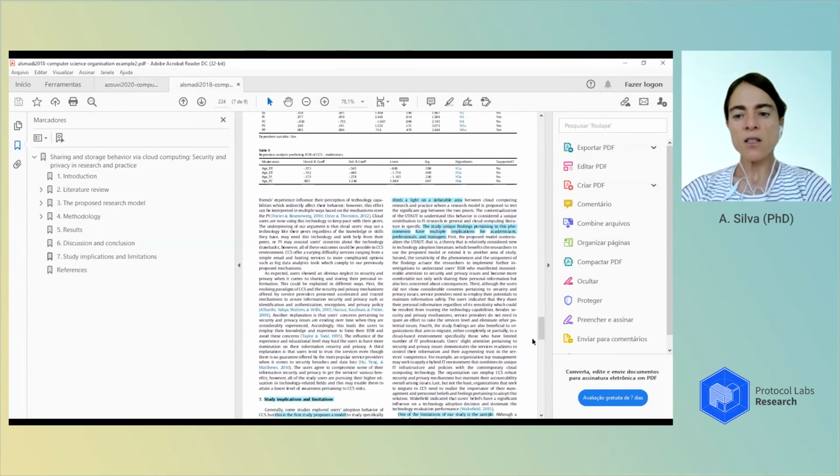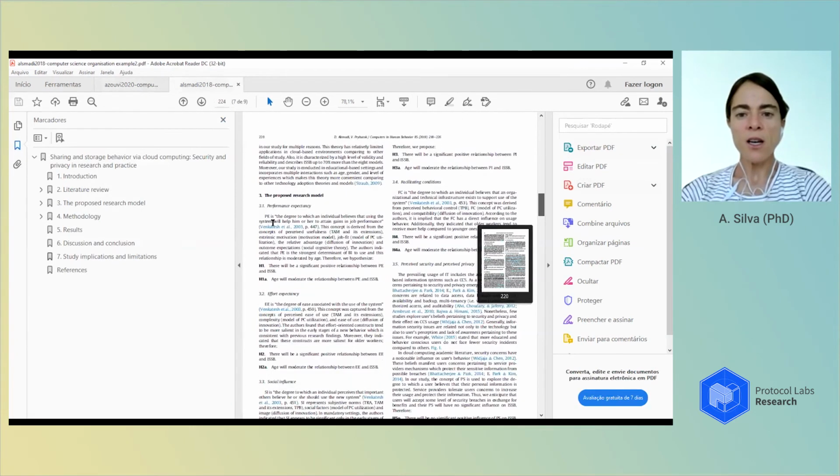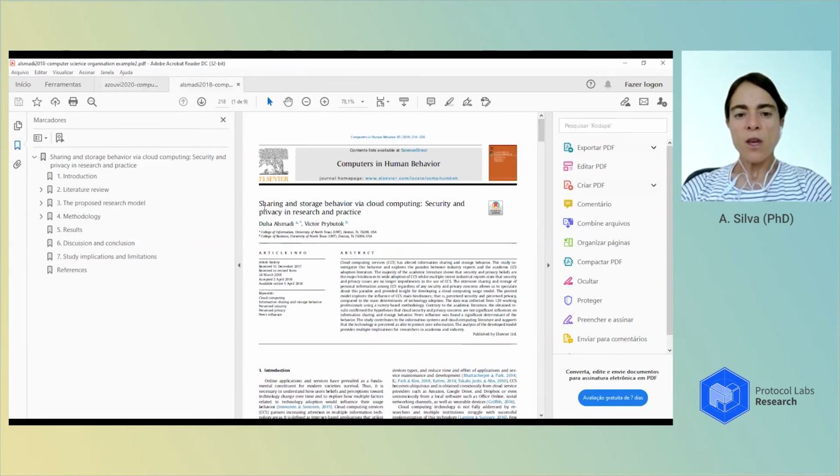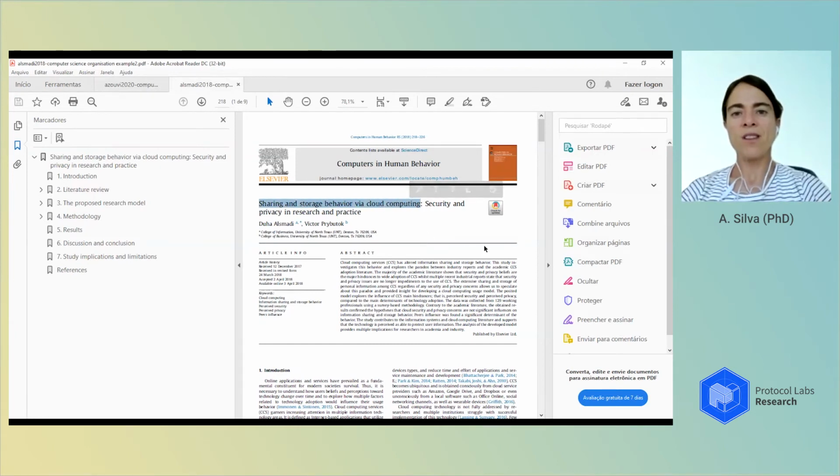In this second example that we have today is exactly the same thing. Sharing and storage behavior via cloud computing. So I'm within this topic. This research is looking at this particular issue of cloud computing. Within that, what did we exactly set ourselves to do? Well, we decided to look for security and privacy in research and practice.